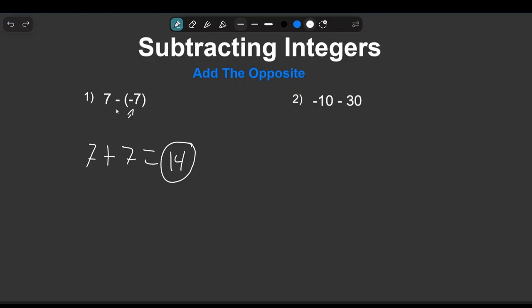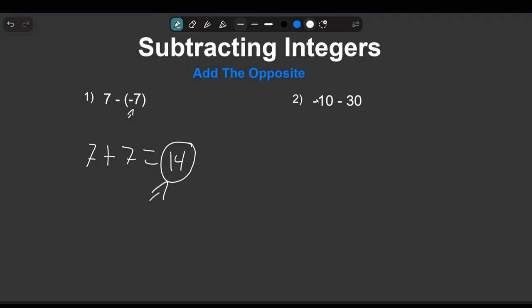Basically, if you have a problem like this where you have a minus sign and then in parentheses another minus sign, we just do 7 plus 7, for example, in this case. So we get a final answer of 14.